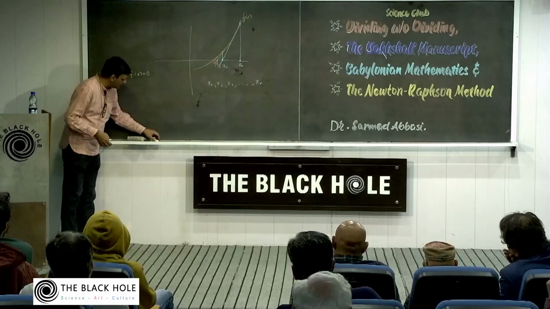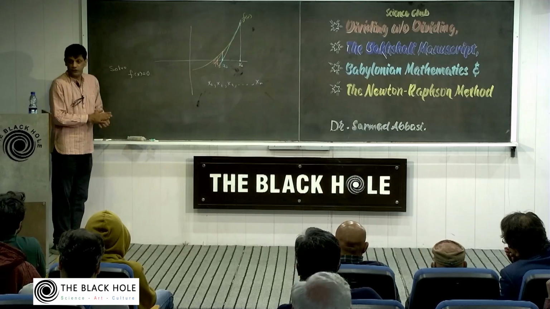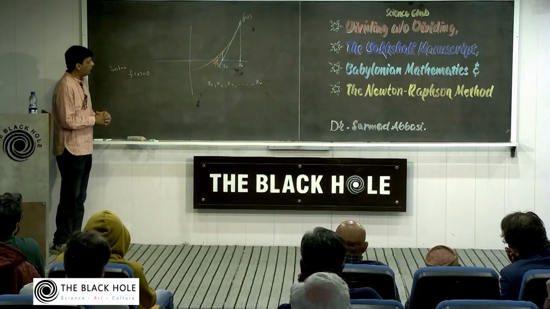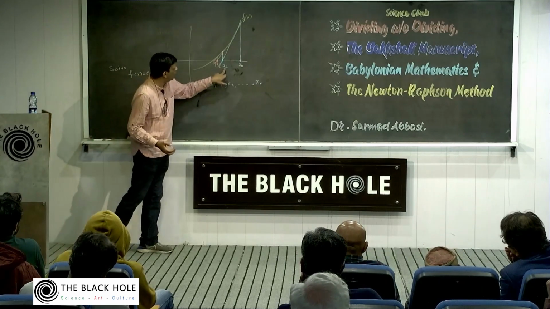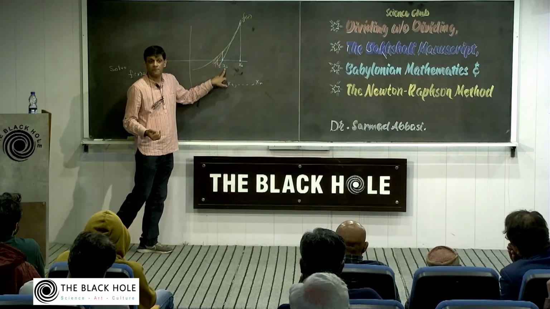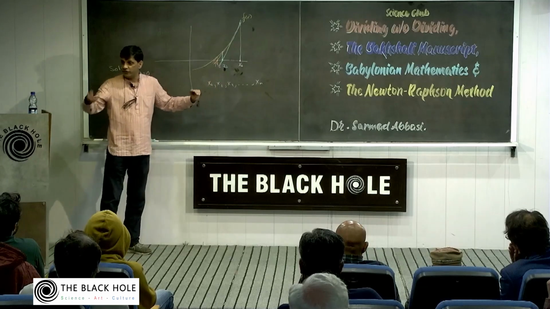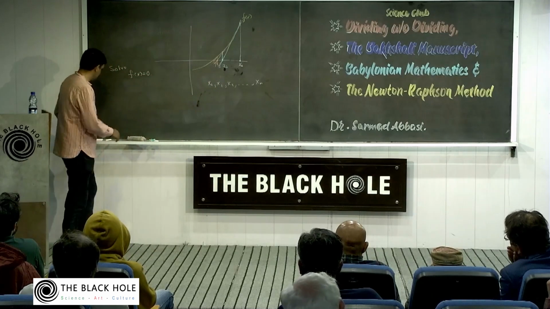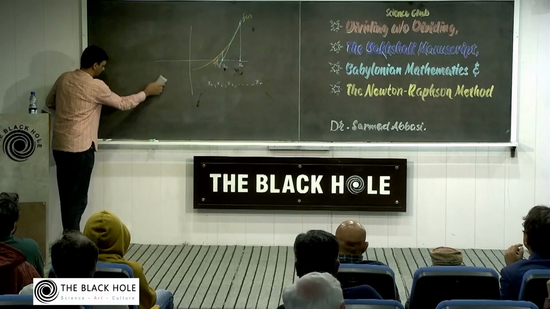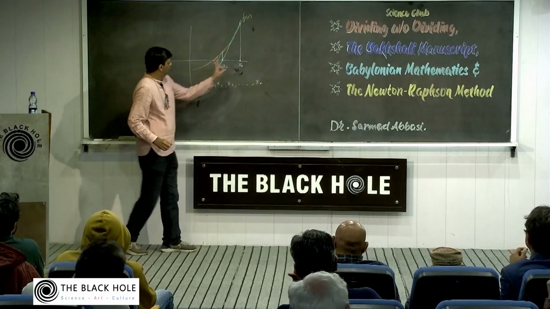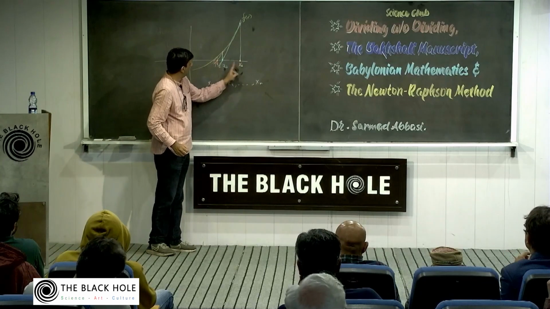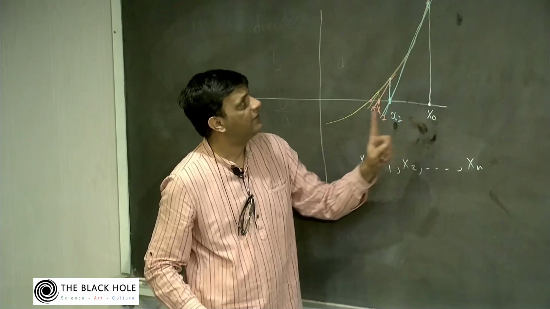So this method is called Newton's method. What we want to do is understand how we calculated this x1. If we do that, then it will give us a nice iterative way of improving our guess. Okay, so let's do that. I want to see how to calculate x1 from x0.